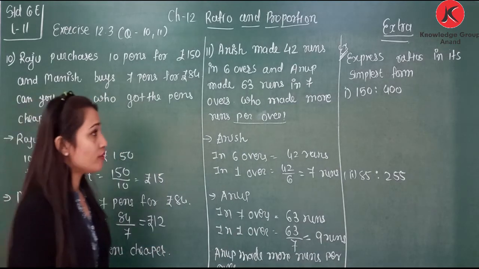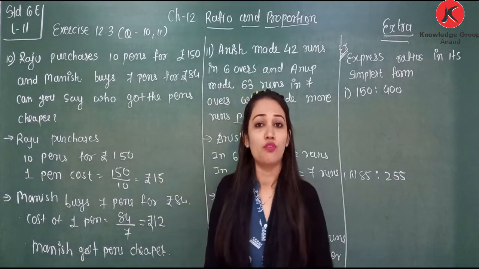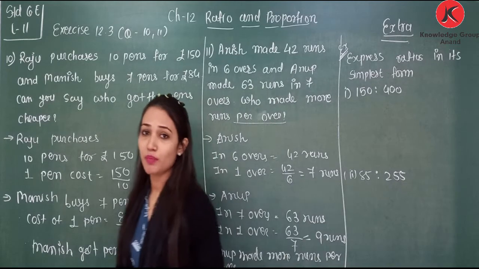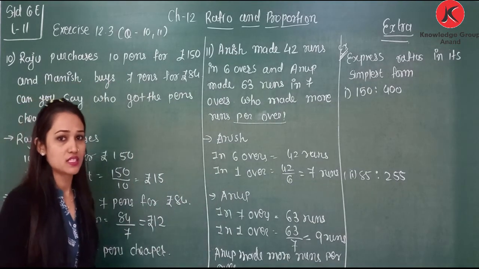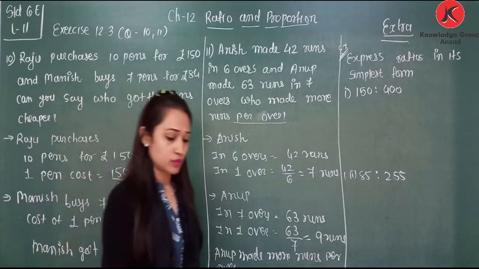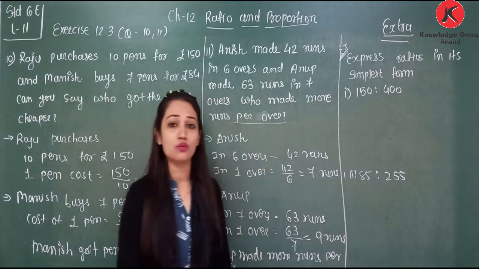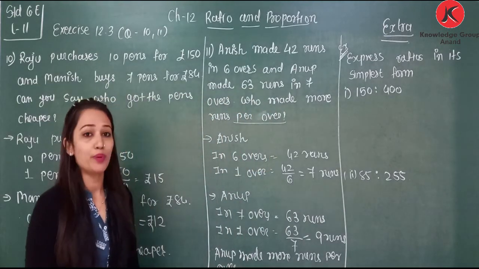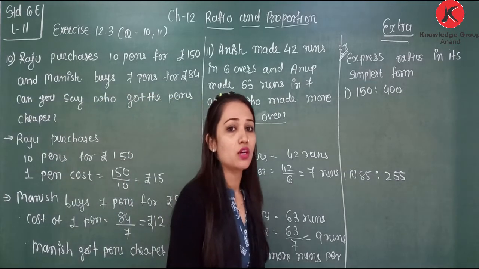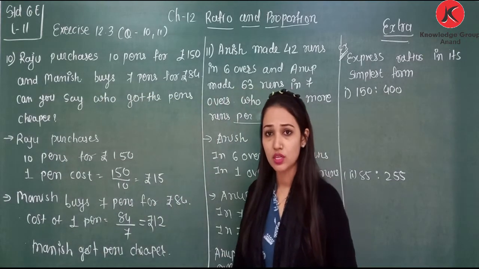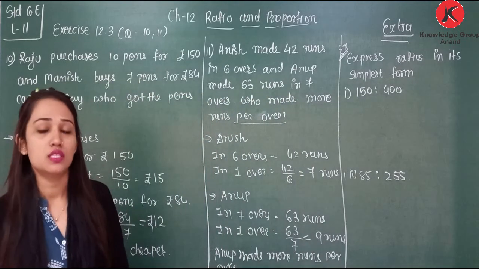Clear? Now let's revise the concept of chapter 12, ratio and proportion. What is ratio? Ratio is a method of comparing two quantities by division when units are the same. We can compare quantities by subtraction, but this method gives the answer in a simpler form. So again, what is the definition? It is a method of comparing two quantities by division when units are the same. One more condition: units must be the same.